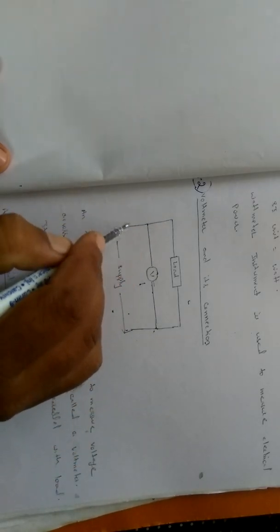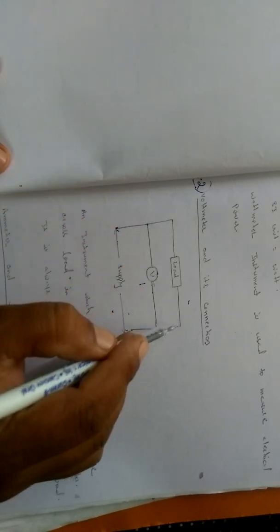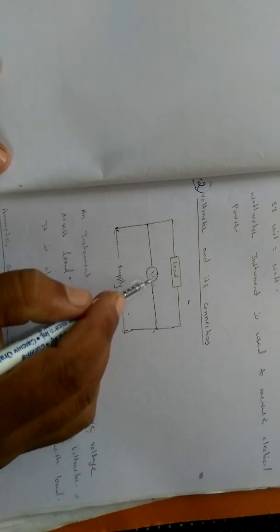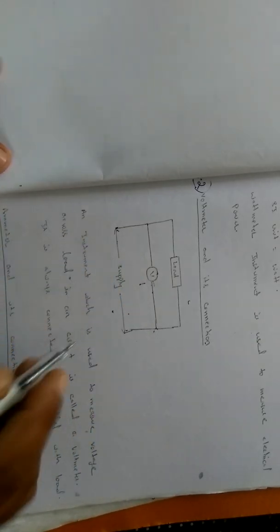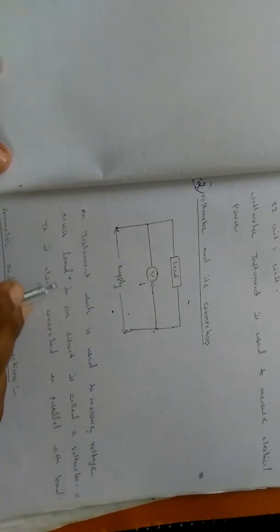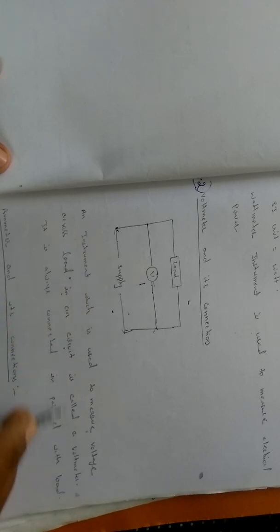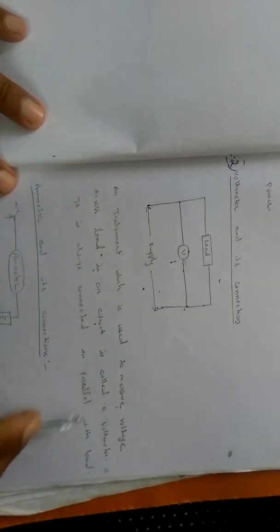And this supply is connected to load, and voltmeter is connected across the load. An instrument which is used to measure voltage across load in a circuit is called voltmeter. It is always connected in parallel with load. Here it is connected in parallel with load.